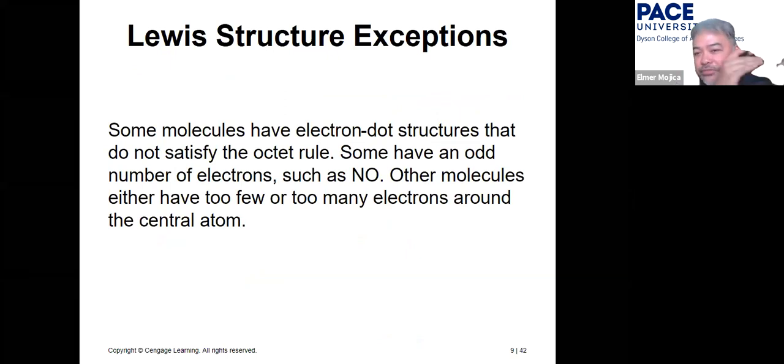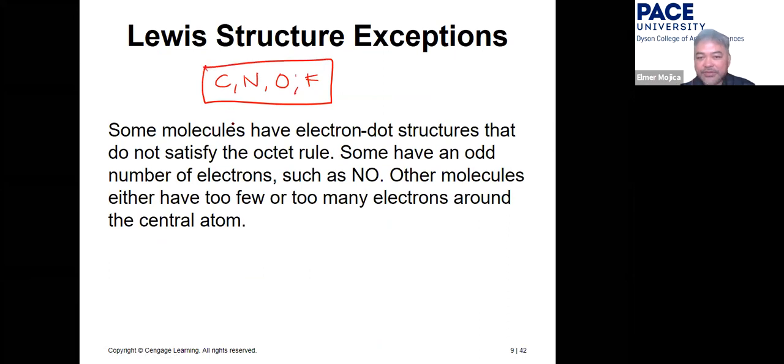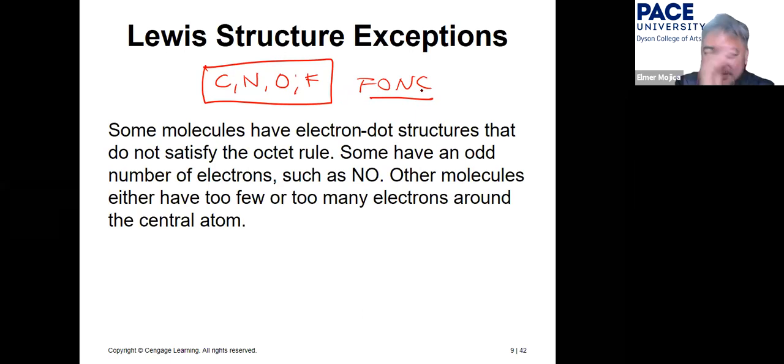Now, as I told you earlier, in one of the examples we have, PCl6, it is more than 8, because there's always an exception to the rule. And here are some of these exceptions to the so-called Lewis structure. Some molecules have electron-dot structures that do not satisfy the octet rule. In fact, the only ones that you need to make sure have 8 electrons are these 4 atoms, CNO, or we could say PONC: fluorine, oxygen, nitrogen, and carbon. The others can have less or more than 8 electrons.